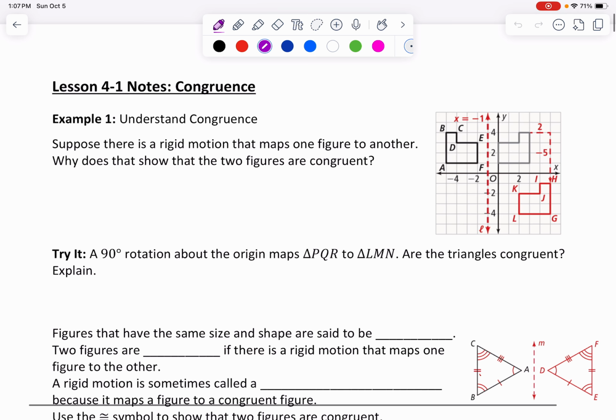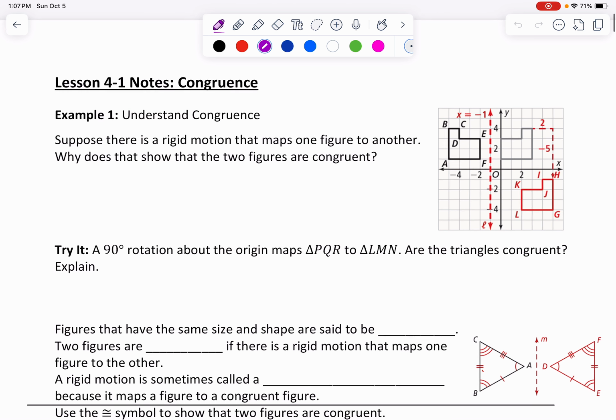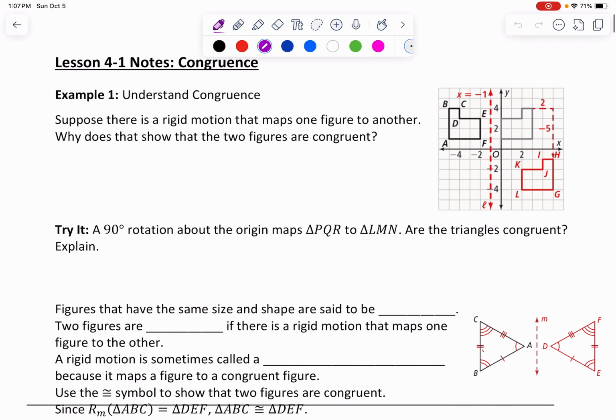So today we're going to talk about congruency, which we're actually going to connect to what we did back in topic 3 with transformations. So I'm actually going to start off with what we did just last unit. So understanding congruency, it says, suppose there's a rigid motion that maps one figure to another. Why does that show that two figures are congruent?